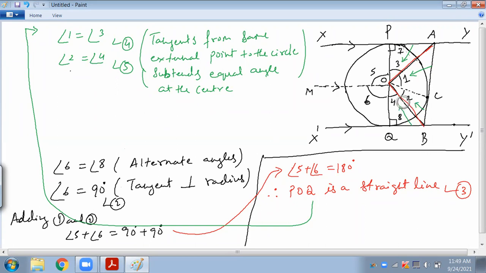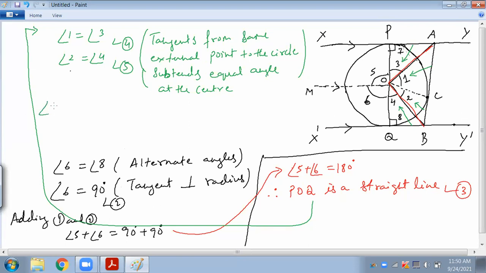Okay, now, after showing this, what are you going to do? We have already shown that POQ is a straight line, and over the straight line, if you have some angles, we can take the sum equal to 180. So over the straight line POQ, we have angle 3, angle 1, angle 2, angle 4. So we can take the sum of all these angles equal to 180. So take it.